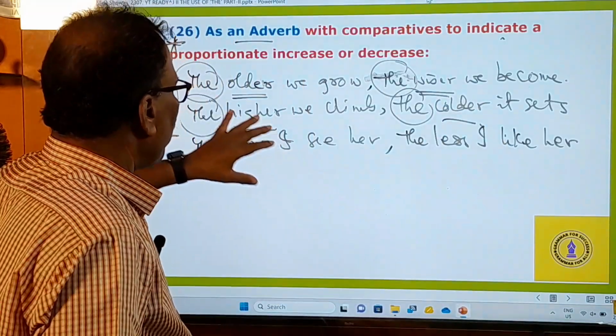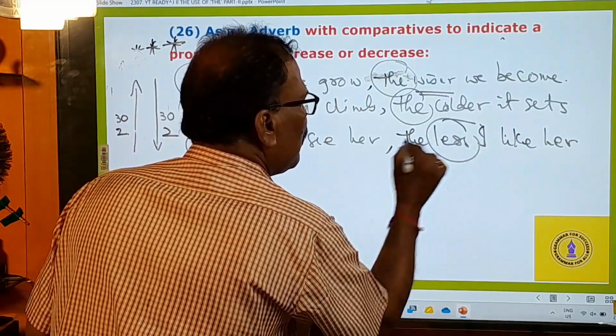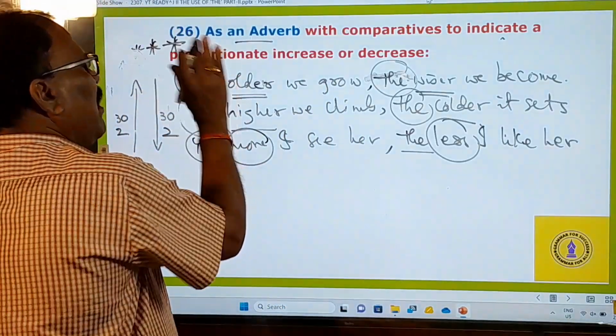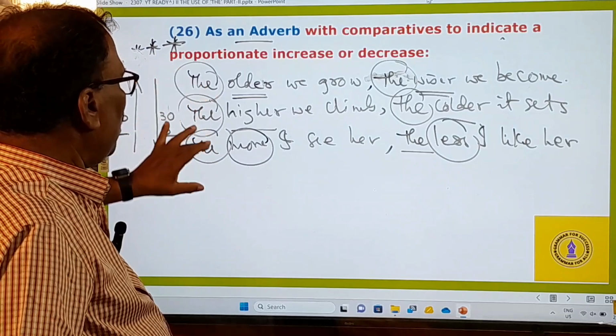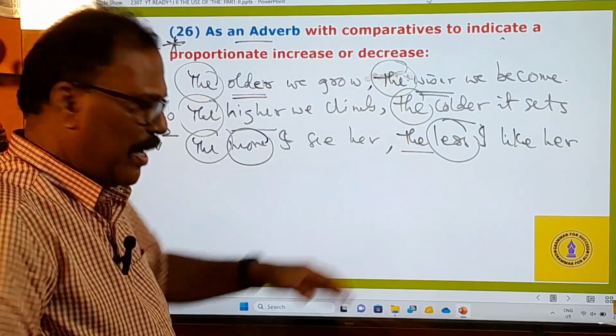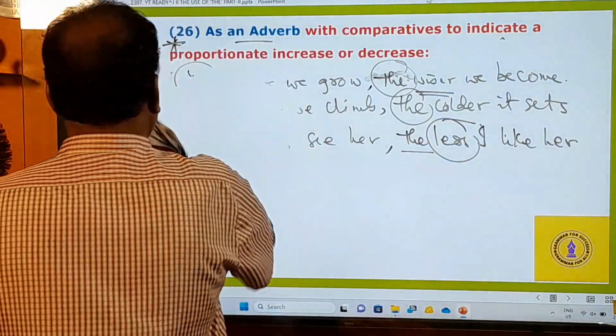So in this way it is used. More is a comparative word, less is a comparative word, so it's very important from the examination point of view, and the is used in two places, here and here, to indicate a proportionate increase or decrease. And now we go to the examples.